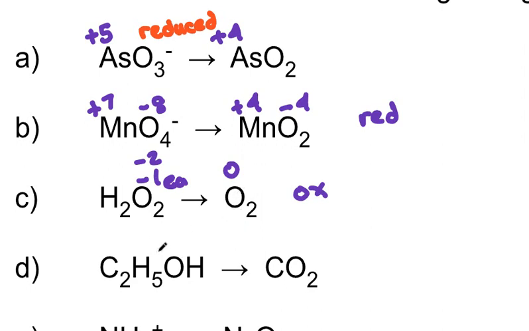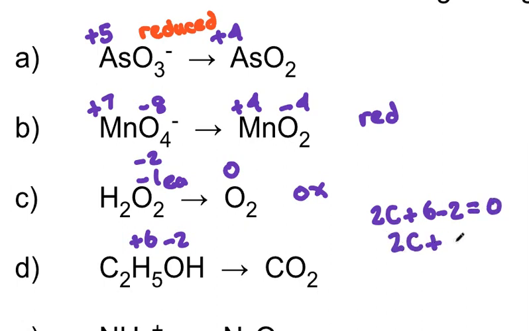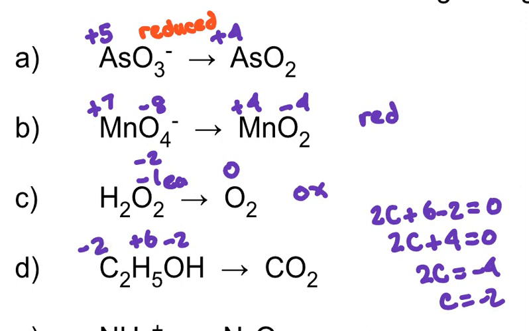And this is ethanol. What do we have going on here? There are 6 hydrogens, so we have a total of +6 from the hydrogens. I'm just putting it over here because this is where most of the hydrogens are. We have -2 from our oxygen, and then we have 2 carbons, and our total is 0. So I'm going to math this one. 2 carbons, +6 from the hydrogen, -2 from the oxygen adds up to 0. 2C plus 4 equals 0. Subtract 4 from each side. 2C equals -4. Divide by 2. C is -2. The oxidation state of carbon in ethanol is -2.